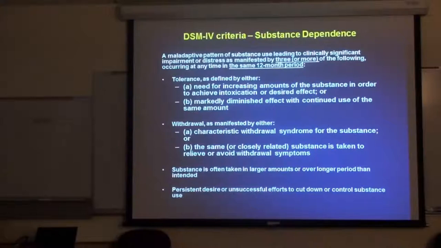You need to see three or more of the following occurring at any time in a 12-month period. Right away, you can see that there needs to be a very long period of drug exposure. I'll tell you right off the bat, when we talk about animal models, you almost never see what I would call a long period of drug exposure. So right away, one has to ask about the applicability of animal models of addiction to what we're really talking about when we talk about addiction. That's a foreshadowing of the message that I have throughout this. So, three or more of the following in a 12-month period.